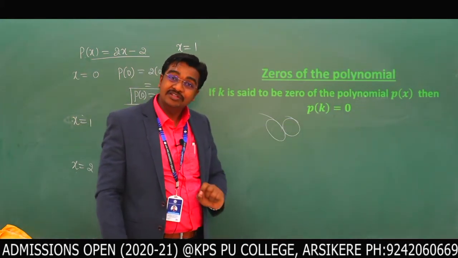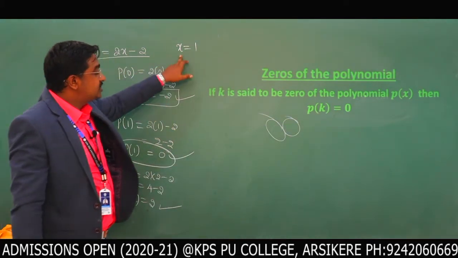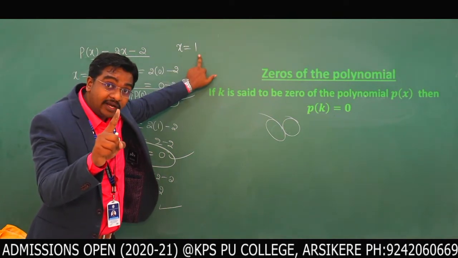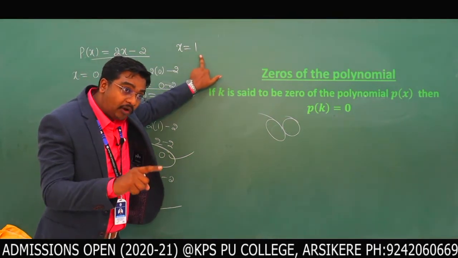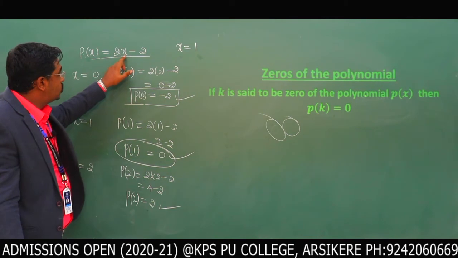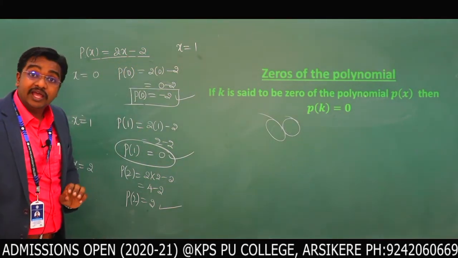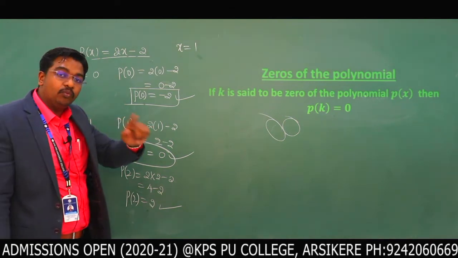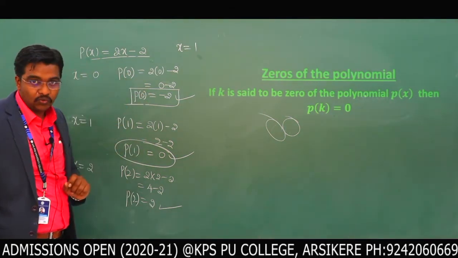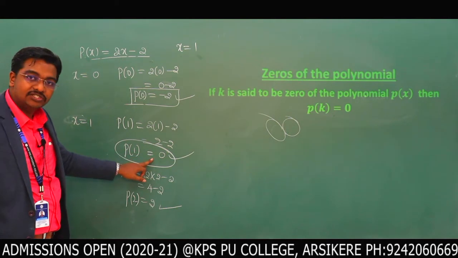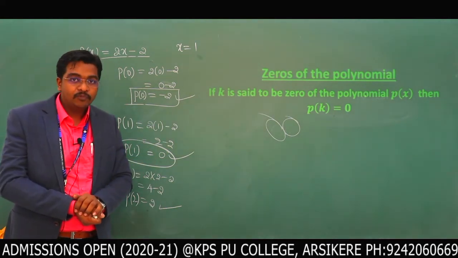That is equal to 0. Here also, what is here? X is equal to 1. X is equal to 1 is a zero of the polynomial P of x is equal to 2x minus 2. So whenever you substitute x is equal to 1, when you replace x by 1, this value reduces to 0. This is called the zero of the polynomial.